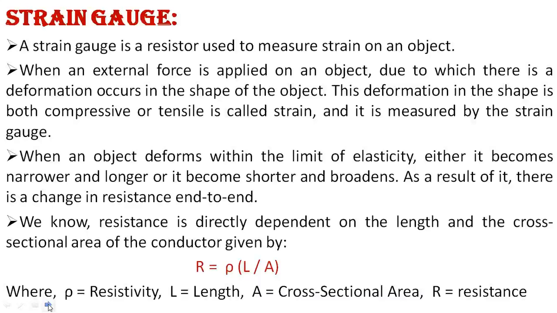When an object deforms within the limit of elasticity, either it becomes narrower and longer or it becomes shorter and coarser. As a result, there is a change in resistance as well. So when it becomes narrower and longer, as a result there is a change in resistance. That resistance directly depends on the length and cross-sectional area of the conductor we use in a strain gauge. So R is equal to rho L upon A. Rho is the resistivity of the material used in the conductor, L is the length of the conductor, A is the cross-sectional area of the conductor, and R is the resistance generated across it.